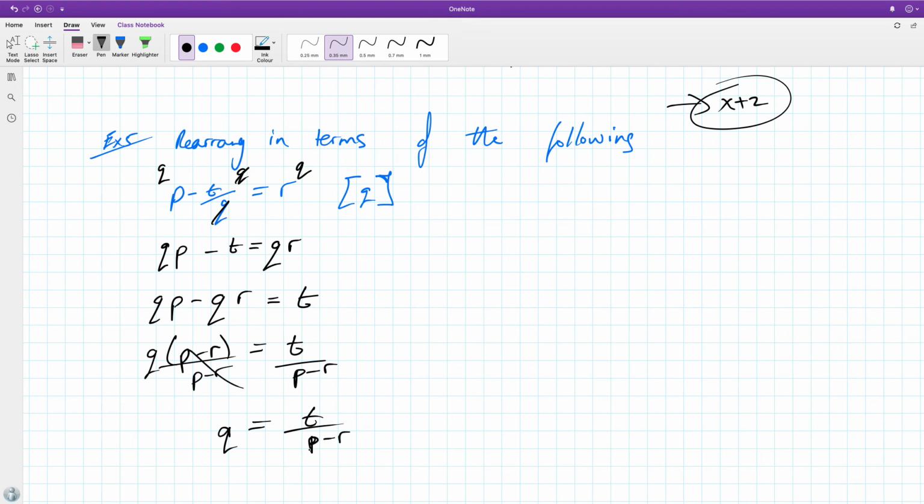And as I said, you could literally have done that about 5 to 10 different ways, but you'll always end up with the same answer of T over P minus R. Is that alright? So, irregardless, always try to get rid of the fraction first of all. Right, have a go at this one.